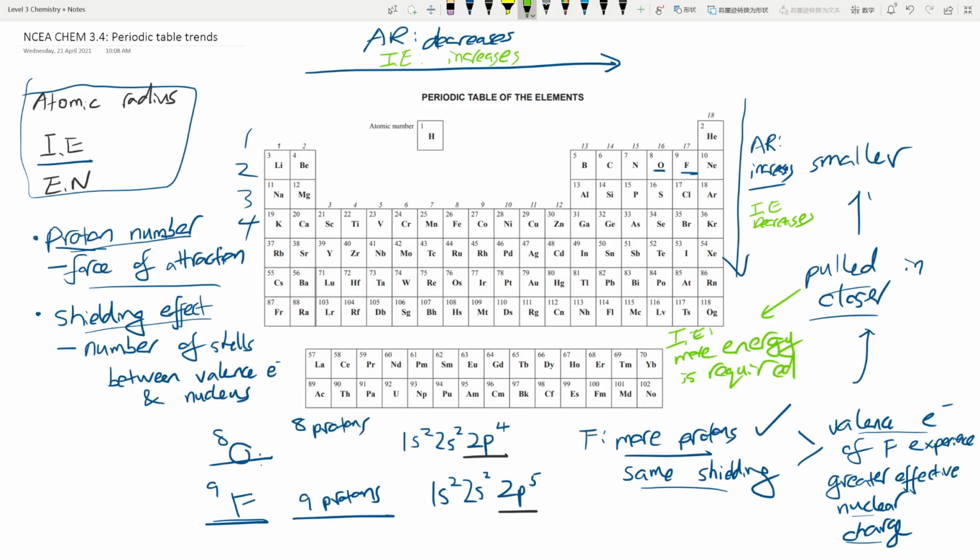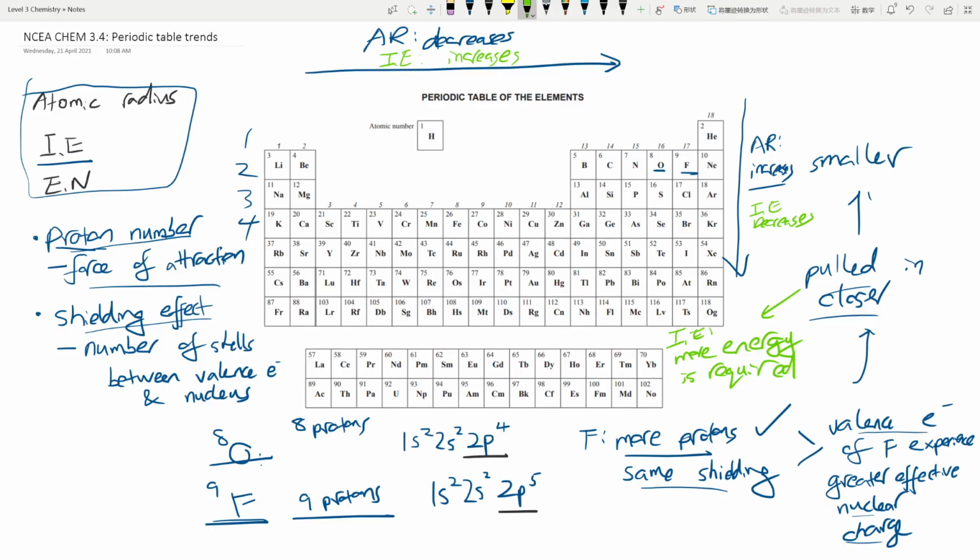Okay, so just think: atomic radius decreases, yep, the atom is smaller. Why is it smaller? Because there's a stronger force of attraction between the nucleus and the valence electrons, so they're pulled in closer. So what if I want to take an electron away? I have to overcome that force of attraction, and if it was really strong, I will need more energy. So ionization energy is the opposite.